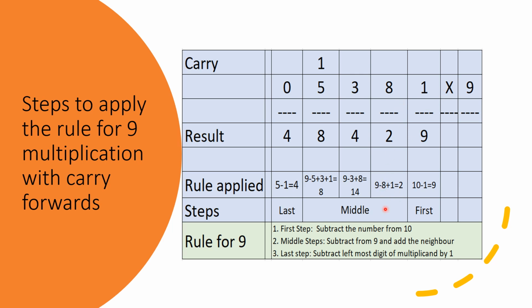So 9 minus 8 plus 1 equal to 2. And here it is 9 minus 3 plus 8. 8 is a neighbor, so 14. You will have to keep 4 and carry forward the number 1 to its next digit. And here 9 minus 5 is a number, plus 3 is a neighbor, and plus 1 is a carry. So it is 8. And for the last number, the leftmost digit is 5, and we reduce it by 1: 5 minus 1 equal to 4. So the answer is 48429.